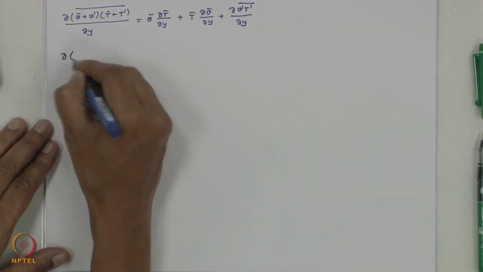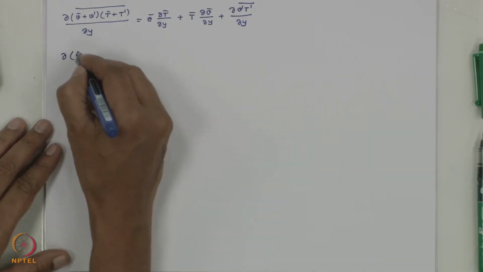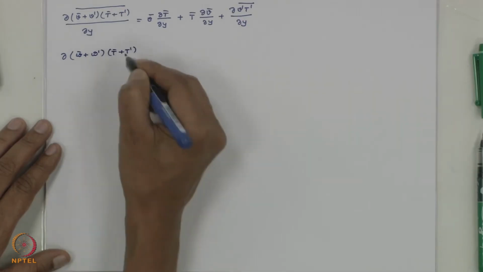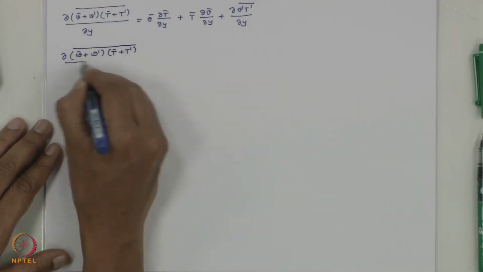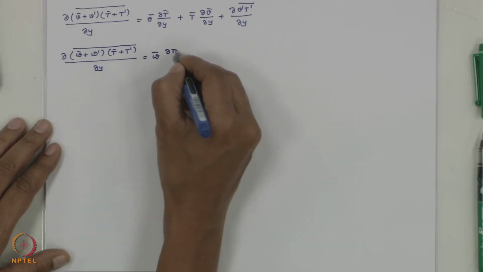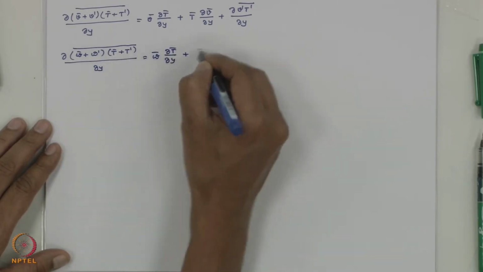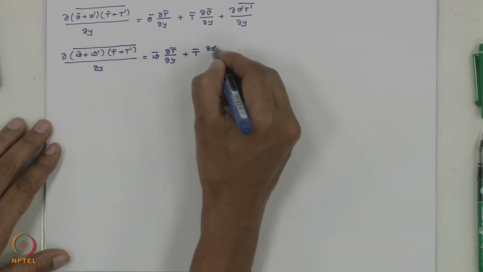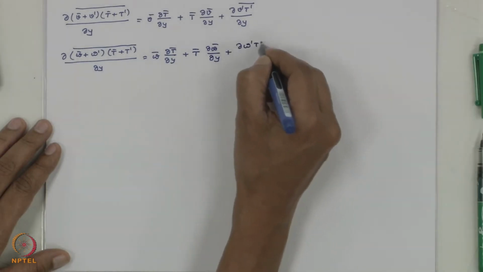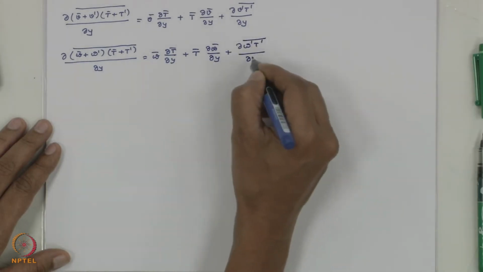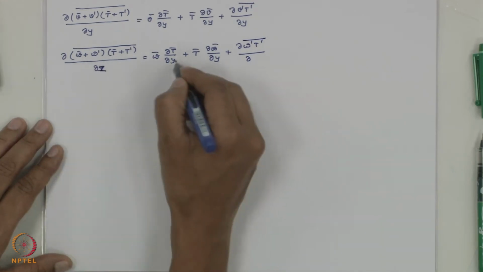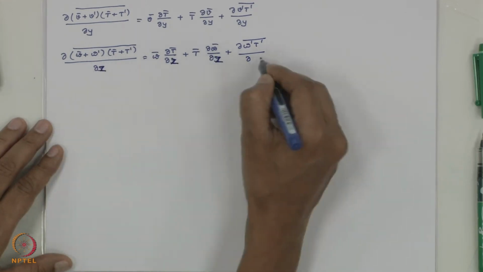Next term, ∂((w̄+w')(T̄+t'))bar/∂z is equal to w̄ ∂T̄/∂z + T̄ ∂w̄/∂z + ∂(w't')bar/∂z, this is not del y, this is del z.